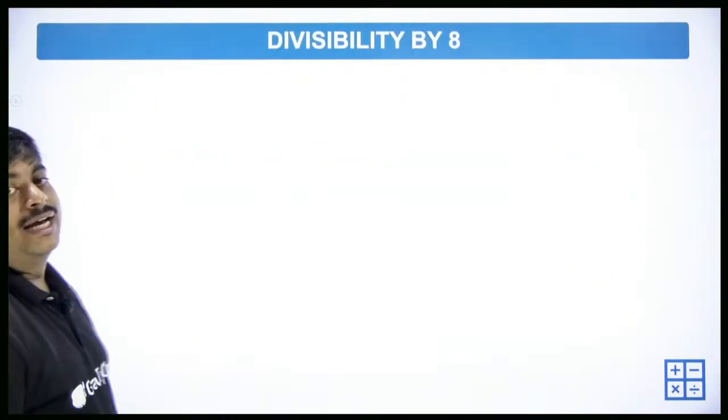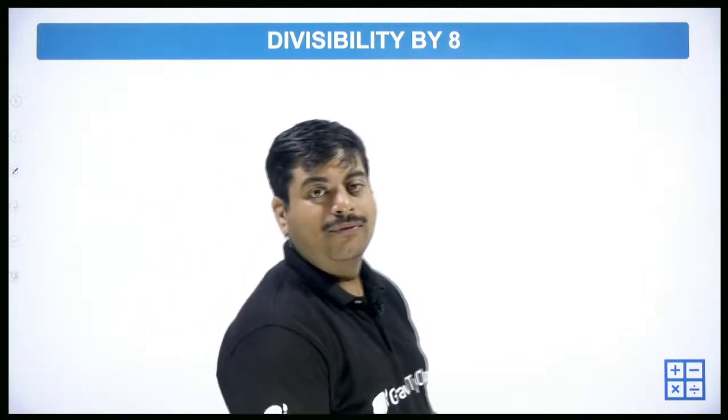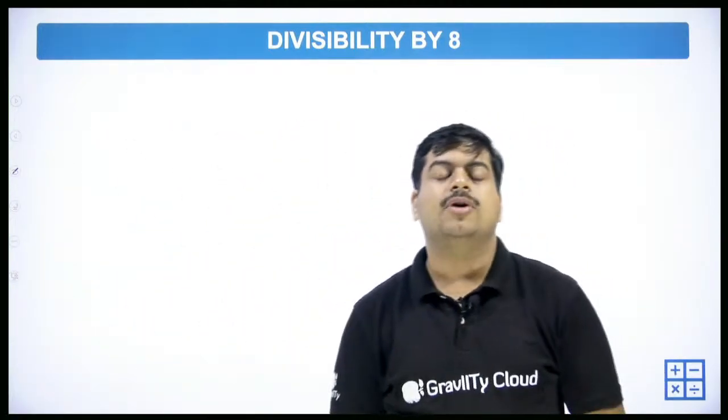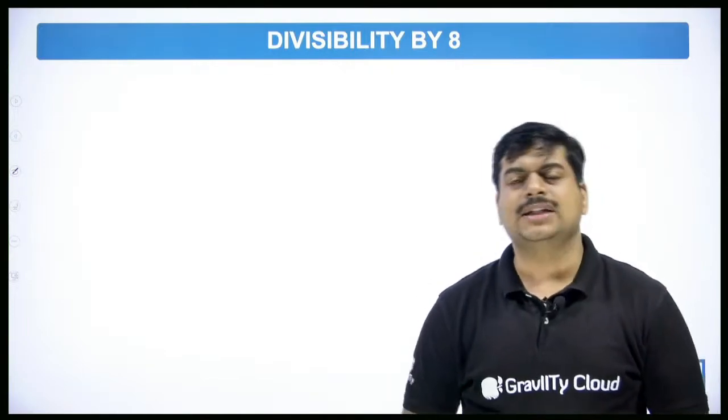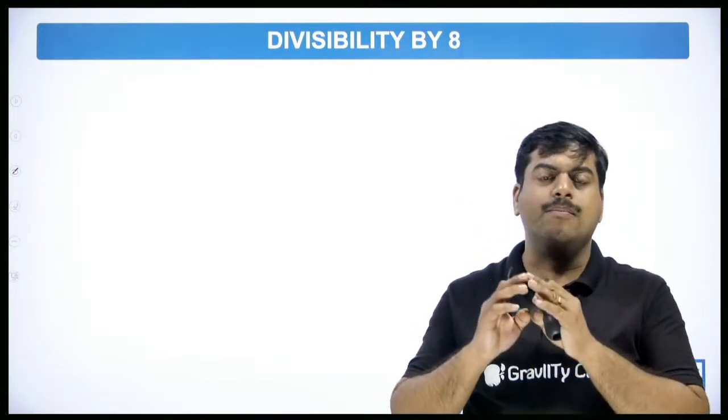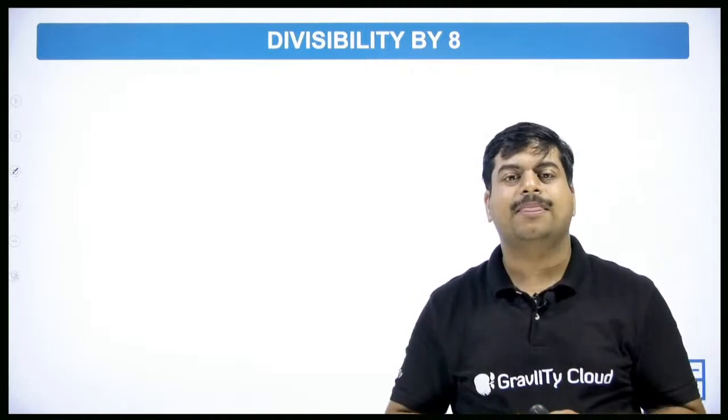Divisibility by 8 is a very important concept because it's not that easy. 6 plus 2 is 8, 8 plus 7 is 15, 15 plus 2 is 17, 17 plus 4 is 21, and 21 is exactly divisible by 3. Okay. So this is the least number, the smallest 4-digit number.